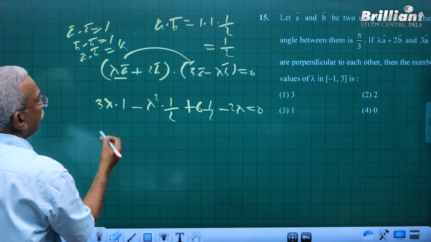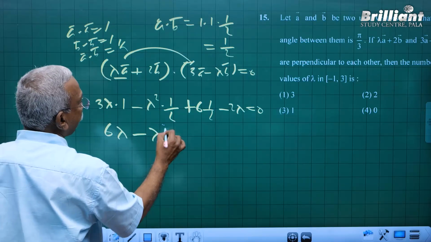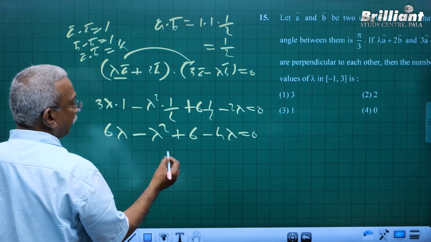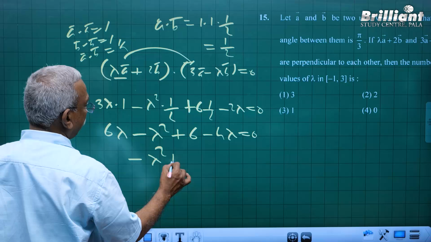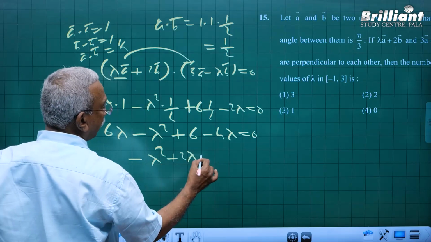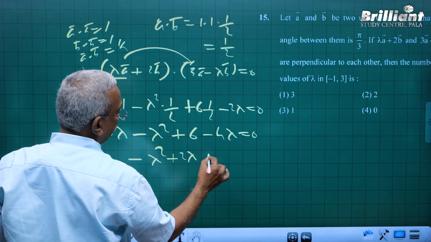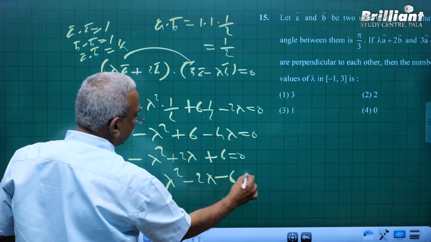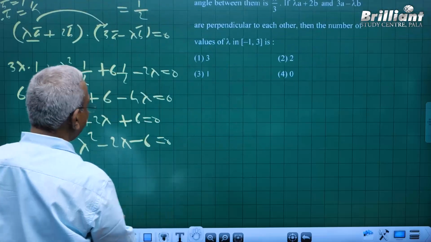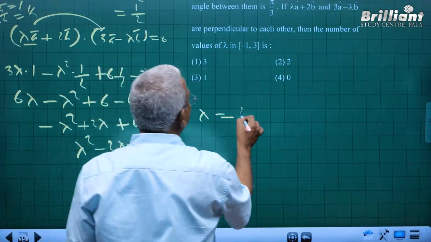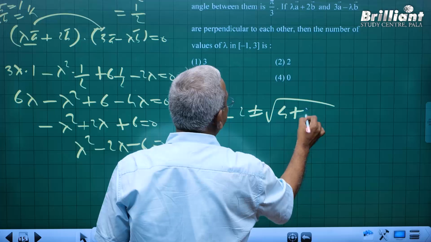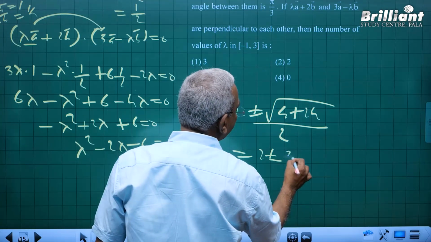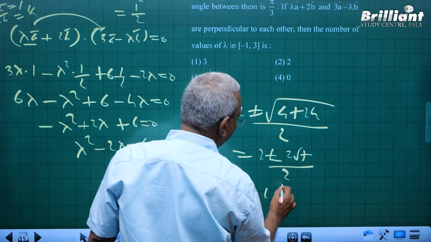So multiplying by 2 will give 6 lambda minus lambda square plus 6 minus 4 lambda is equal to 0. That is equal to minus lambda square plus 2 lambda plus 6 equals 0. So lambda square minus 2 lambda minus 6 equals 0. So it is best we can find directly what is lambda. Lambda is equal to 2 plus or minus root of 4 plus 24 divided by 2. That is equal to 2 plus or minus root of 28, which is 2 root 7, divided by 2. That is equal to 1 plus or minus root 7.